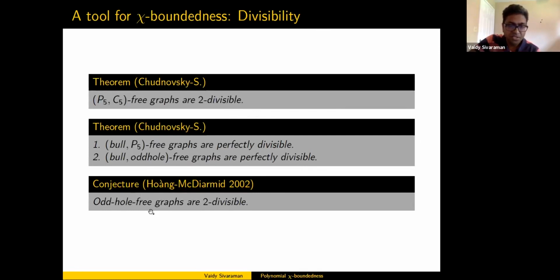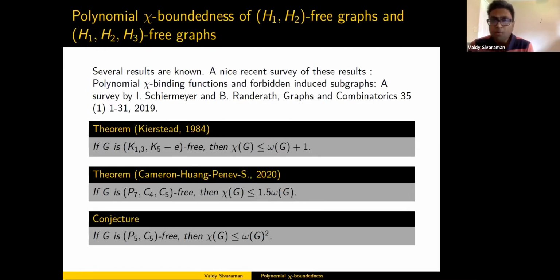And here is a conjecture that actually these 2 graph classes are the same. Odd hole free graphs are 2-divisible. That's a nice conjecture, a structural conjecture. But as far as polynomial chi-boundedness is concerned, one line of development has been, oh, you exclude this, this, and this. Can you get polynomial chi-bounding functions? Okay, and a lot of results are known today.